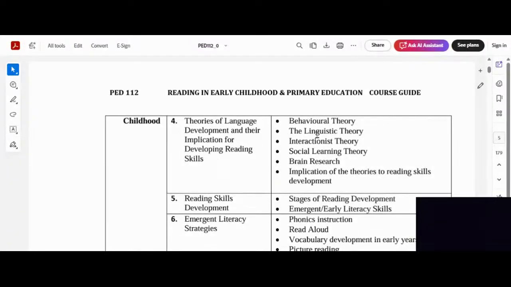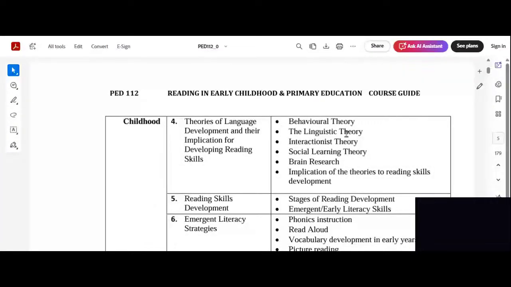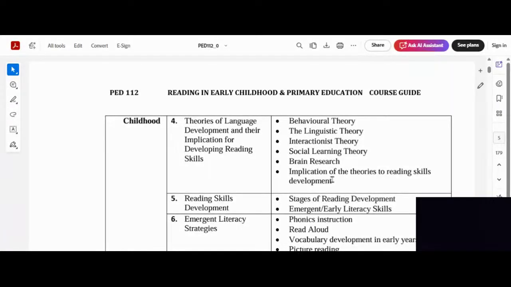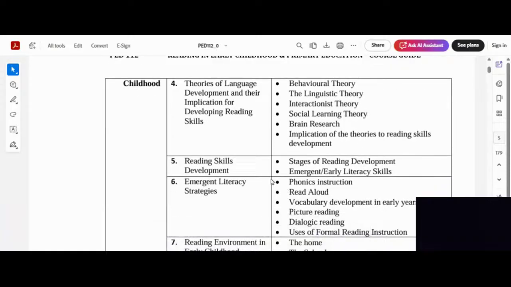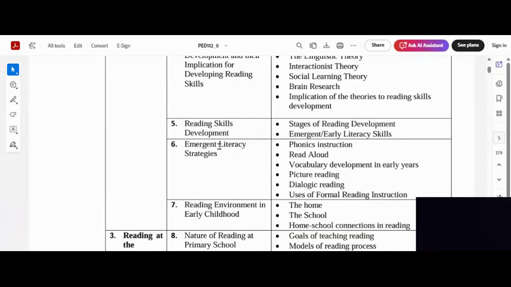Under that, we'll be talking about behavior theory. That's when we'll be studying theories, linguistic theory, the interactionist theory, social learning theory, research, and then implication of the theories to reading skills development. Now, we'll also talk about reading skills development.